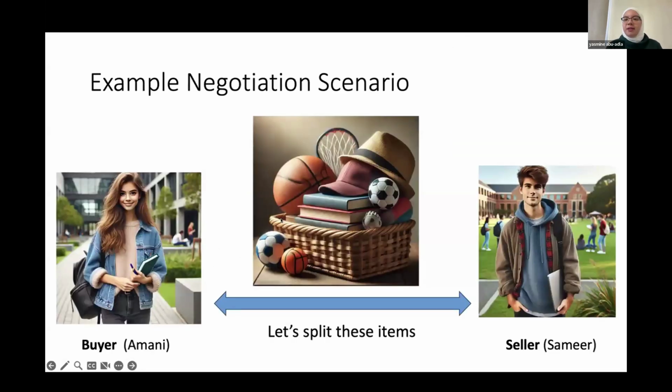In this research paper, we worked on a certain negotiation scenario where we had a buyer, Amani, and the seller, Samir, where they had a set of items, books, hats, and balls, and they wanted to split these items between them. However, each agent had a certain assigned value with respect to each item, and they had to split them in a way that optimized the value for each agent with a certain predefined set of rules until a certain outcome is reached, whether it was a deal or no deal.